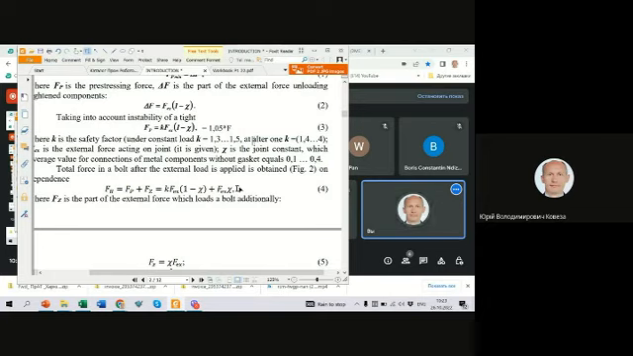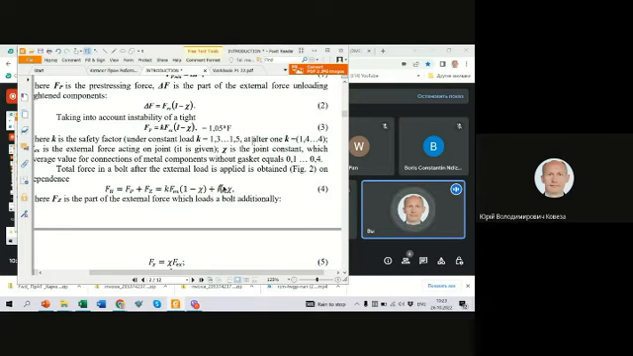So 0.3 times external force. And after that, we can find Fb, prestressed plus Fz. When we know force Fb, we can calculate the diameter of the bolt. We need to take this load.